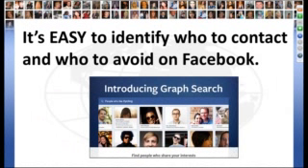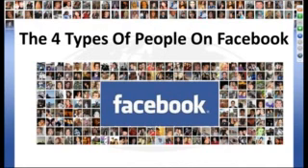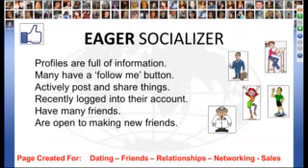Now, it's easy to identify who to contact and who to avoid on Facebook because there are 4 types of people. The eager socializer, these are the people you want to connect with. Their profiles are full of information. Many have a follow me button. They actively post and share things. They've recently logged into their account. They have many friends. They're open to making new ones. The eager socializer. These are the people that you want to reach out and talk to on a daily basis.